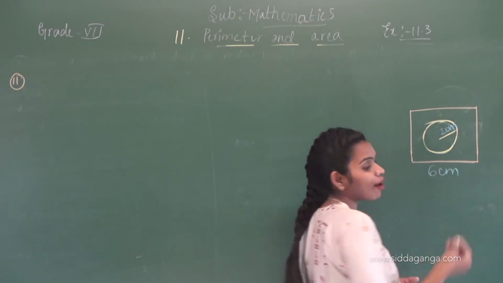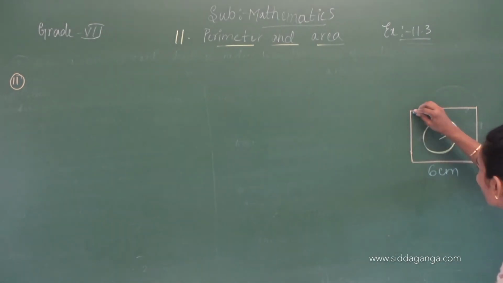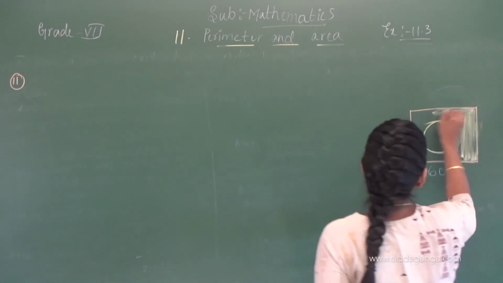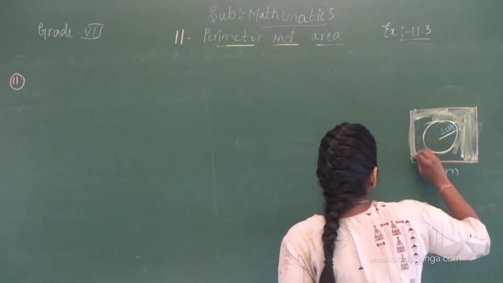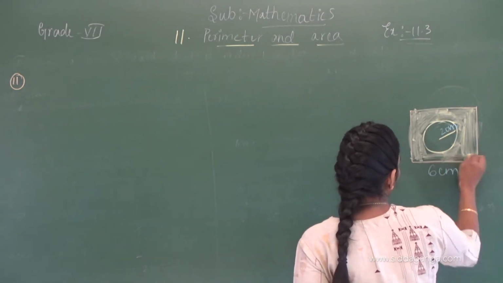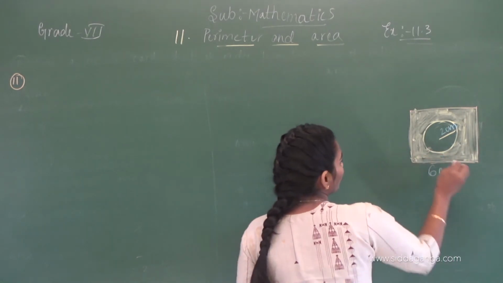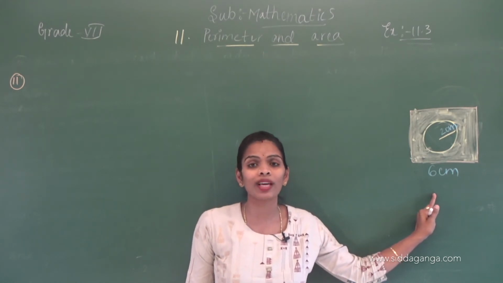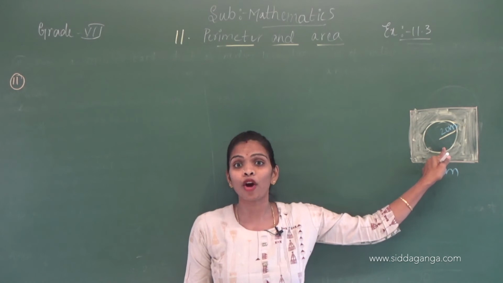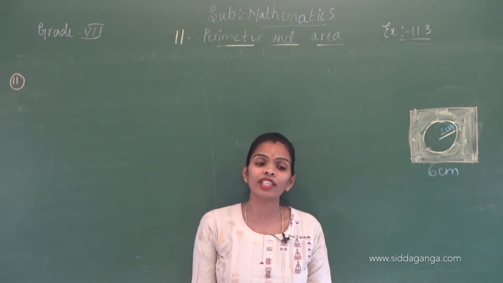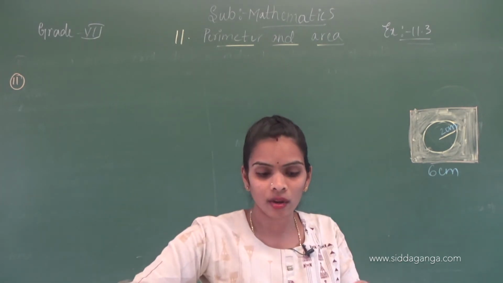Okay children, we have to find the remaining part, the shaded part, of the aluminium square sheet. We can find the area of the square by using the formula side square, and we can find the area of the circle which is removed by using the formula pi r square, correct? We just have to take the difference between the two, then we will get the answer. Okay, write down children.